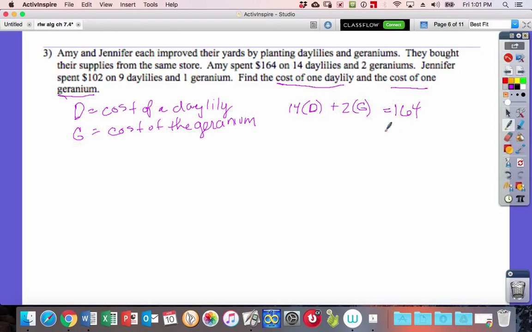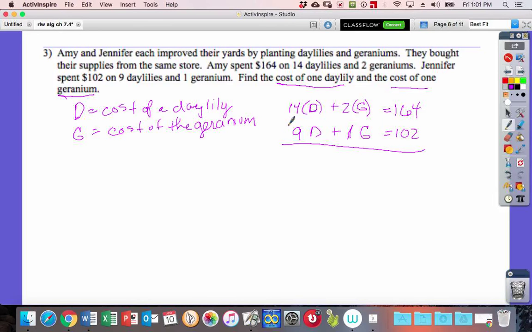Jennifer, she spent $102 and she bought 9 daylilies and 1 geranium. Okay, and she spent $102. Okay, now I could graph these. There's 3 different ways. Graph them. I don't want to do that. I could solve them by substitution because this G is just a 1 there, and I could move the 9D over here and do it by substitution. But I'm going to use elimination because it's my favorite.